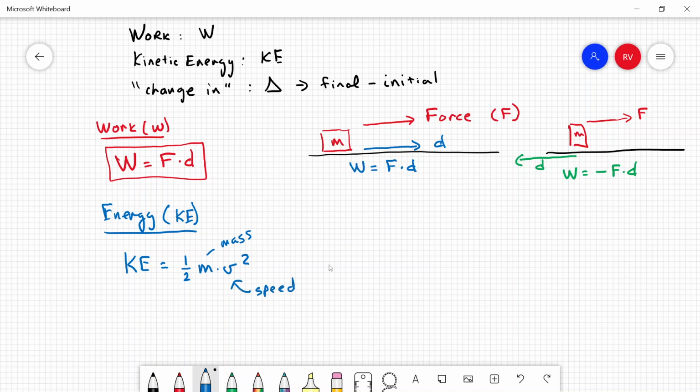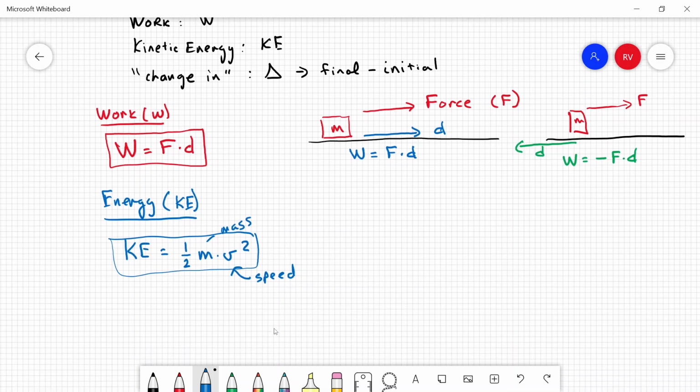Now, you will hear the words speed and velocity used. And while they are technically different things, for our purposes, we will consider them to be the same thing. If you want to be careful, the speed is the magnitude or the value of the velocity. But for our purposes, we're going to be talking about speed and velocity as if they were the same thing. But they aren't, and I do want to be careful with that. All right? So we now have our work, and we have our kinetic energy.